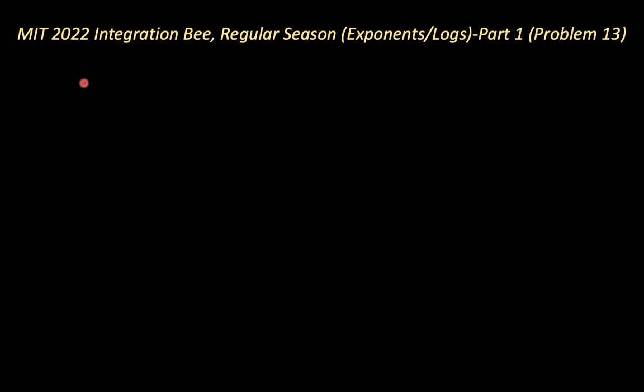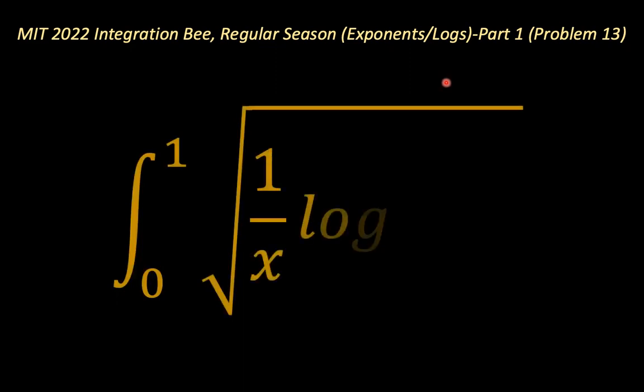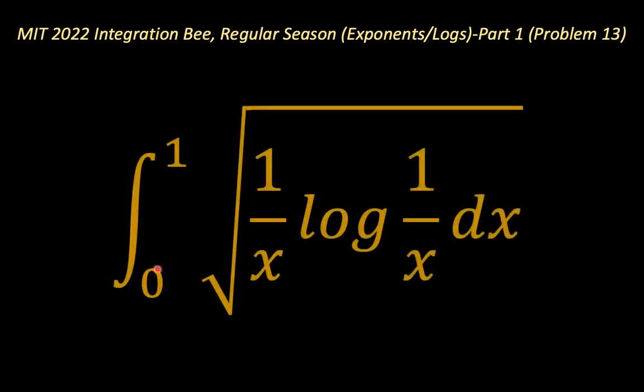The problem that was fascinating to us today was problem number 13 from the 2022 Integration B regular season set of questions. And it's a very interesting problem. So it's the integration from x equals 0 to x equals 1 of the square root of 1 over x times the natural logarithm of 1 over x.